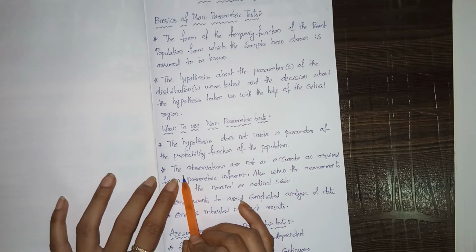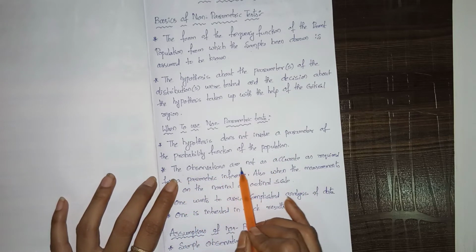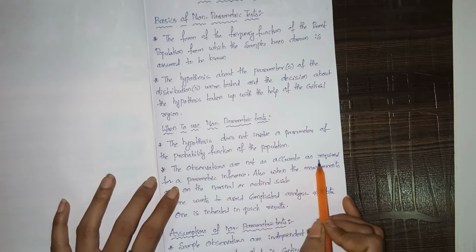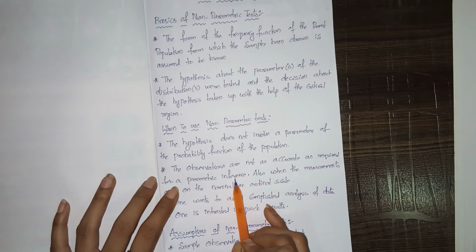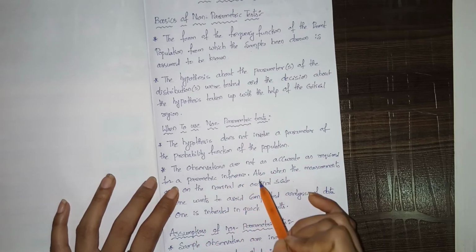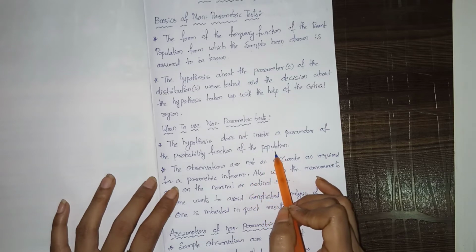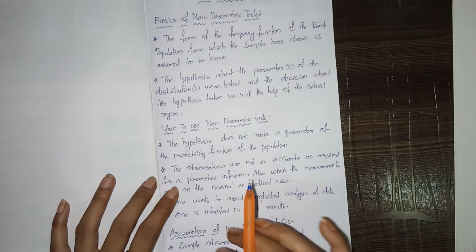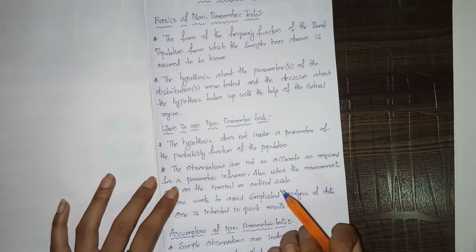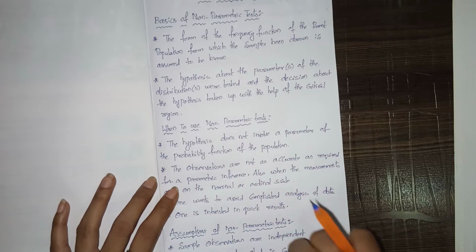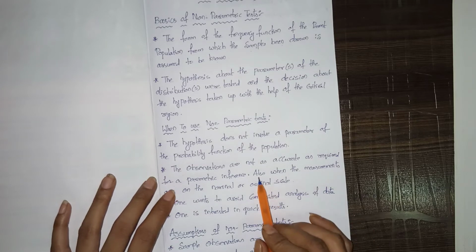And the next is that the observations are not as accurate as required for a parametric inference. Why don't we calculate population parameters here? Because the observations which we collect are not that accurate, not that perfect.